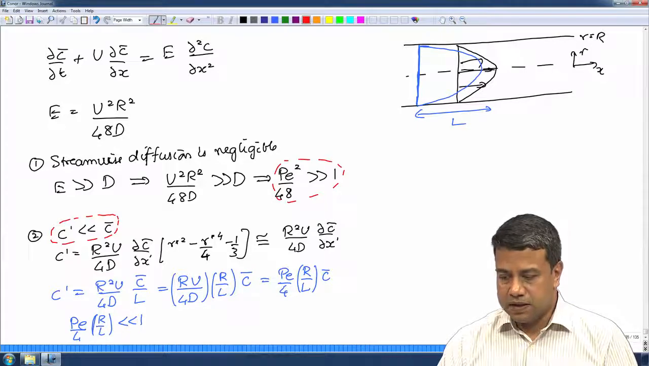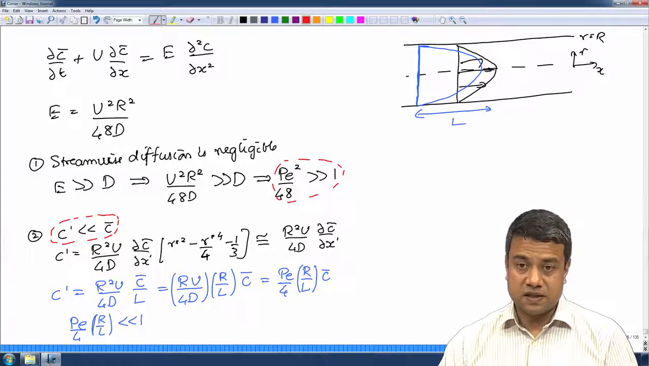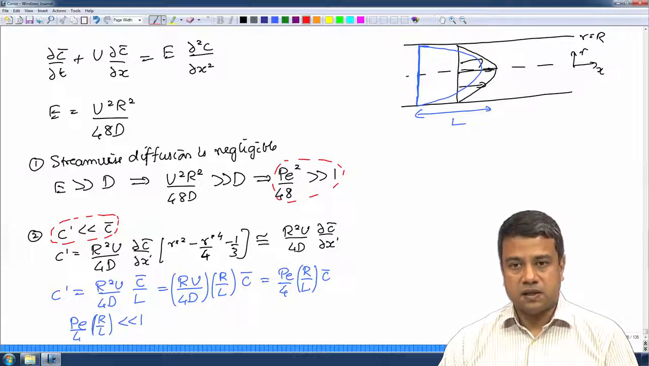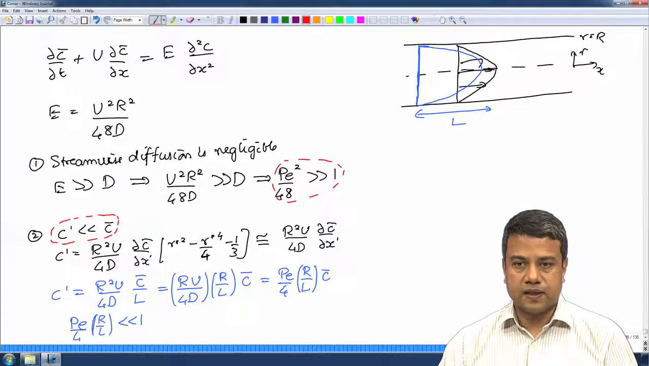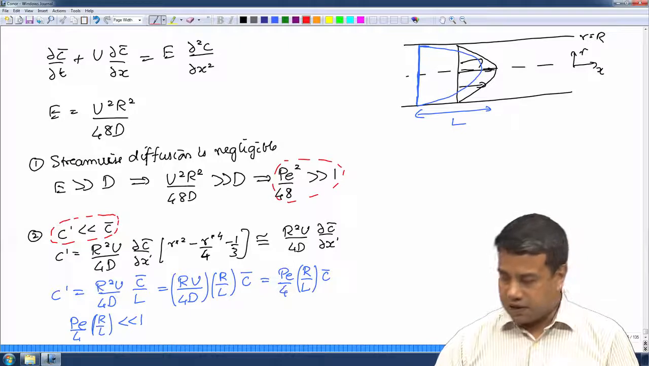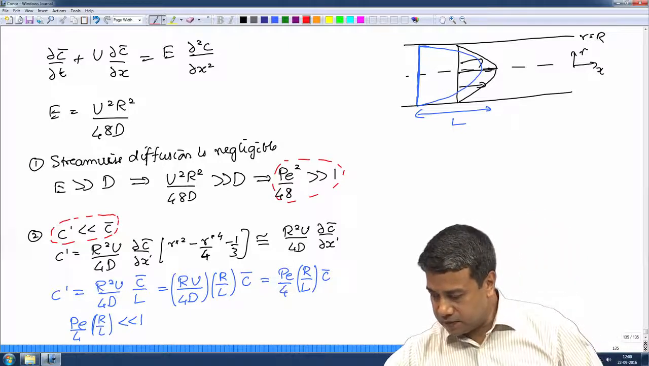As the diffusion coefficient increases, the radial spread will decrease, the axial spread will decrease. As the diffusion coefficient decreases, the axial spread will increase. And that is because, physically, I will try to give you a physical understanding of why that is so.